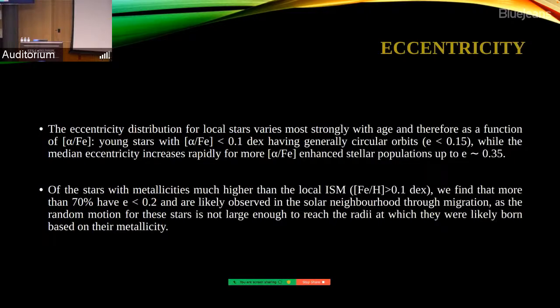The stars with higher metallicities than the local ISM make up a significant portion of the stars in the solar neighborhood. More than 70% of these stars have low eccentricities, suggesting that they might have migrated to the solar neighborhood rather than been born there. The low random motion of these stars indicates that they did not travel far from their birthplace, which is likely at radii much larger than the solar neighborhood, based on their metallicities.